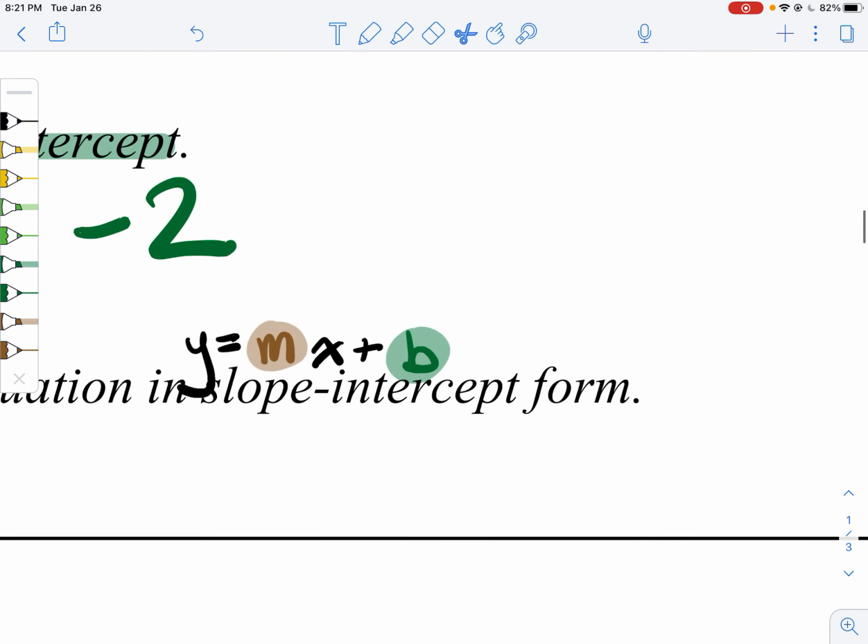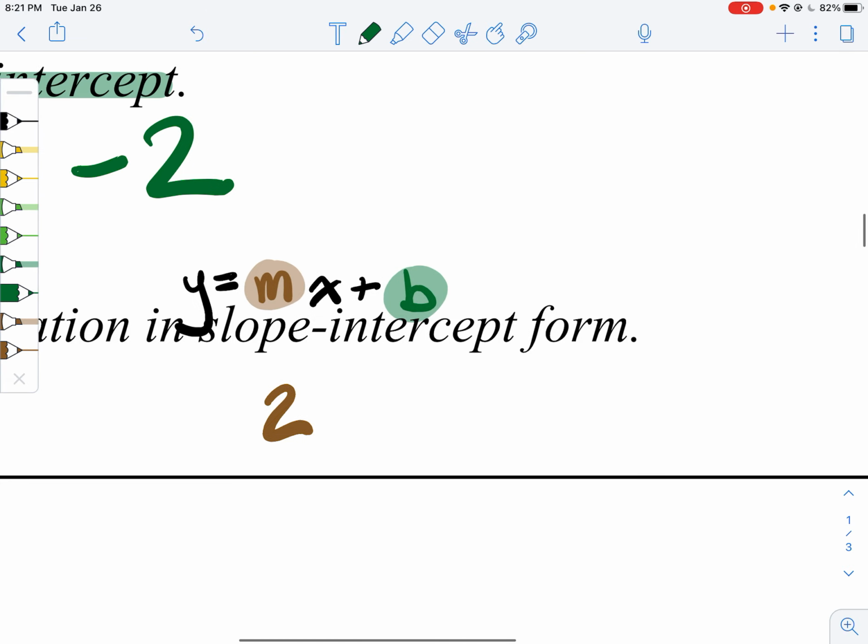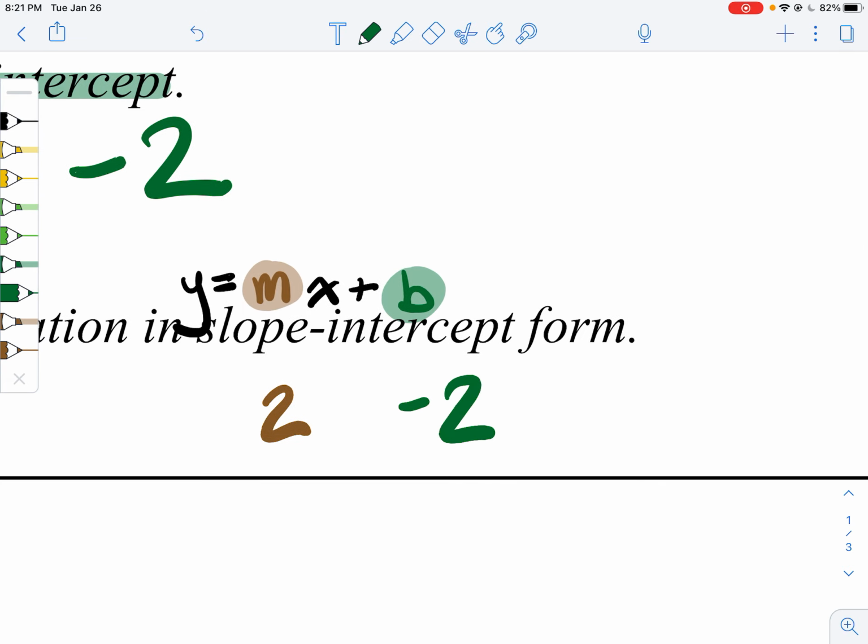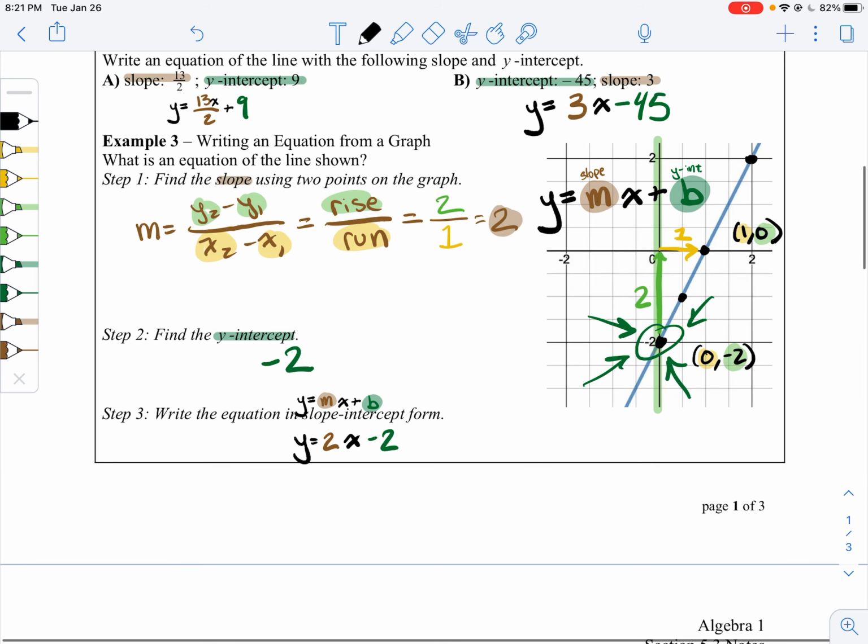Remember, our slope is 2. Our y-intercept is -2. So we've got y equals 2x minus 2. Done. Check that off the list.